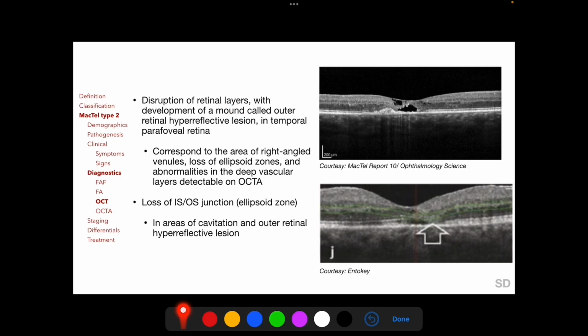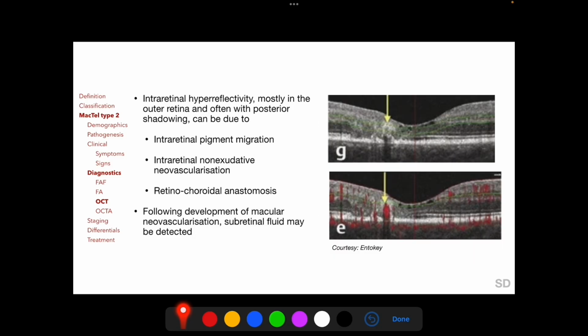A mound-like lesion called the outer retinal hyperreflective lesion may form in eyes with MacTel type 2, and loss of the ISOS junction or ellipsoid zone can occur in areas of cavitation as we have mentioned, and also in zones of outer retinal hyperreflective lesion. In eyes with MacTel type 2, intraretinal hyperreflectivity may be found mostly in the outer retina as seen here in this OCT, often with posterior shadowing, and this intraretinal hyperreflectivity can be due to either intraretinal pigment migration, intraretinal non-exudative neovascularization, or retinochoroidal anastomosis.